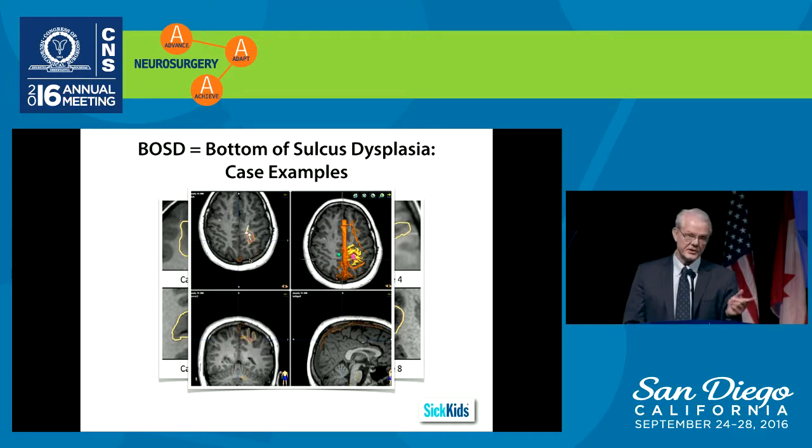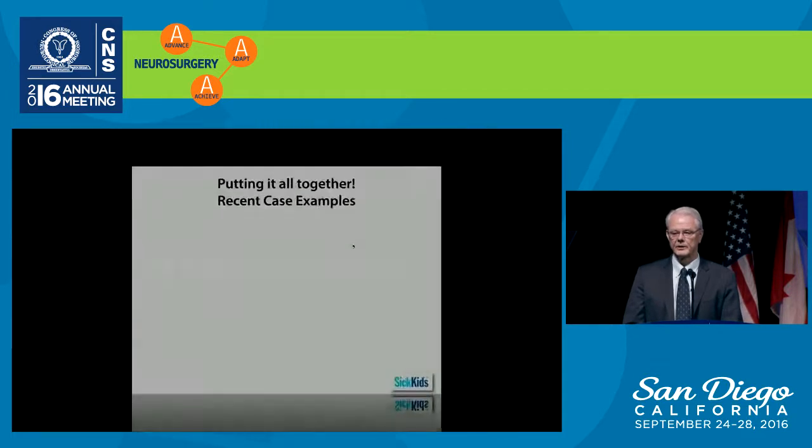Here's a case I'll be facing when I go back to Toronto next week, a child who has, in pink, an example of bottom of sulcus dysplasia embedded in the motor strip, embedded in the cortical spinal tract. So we'll be doing invasive monitoring to work this out, to see if this child can have resection of that lesion in a very eloquent part of the brain.